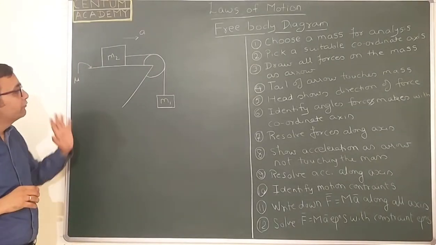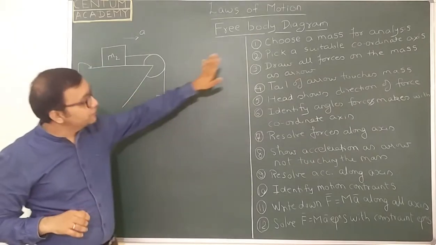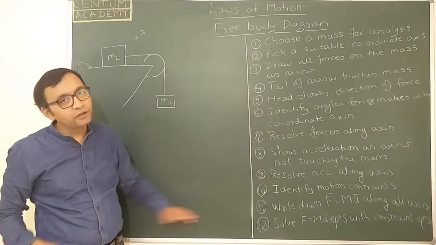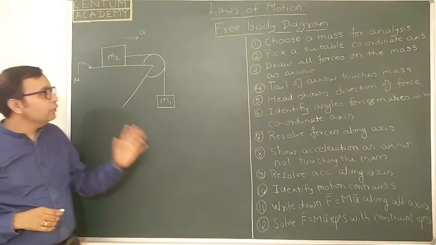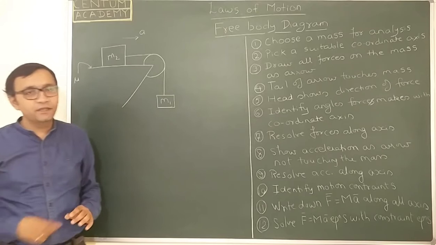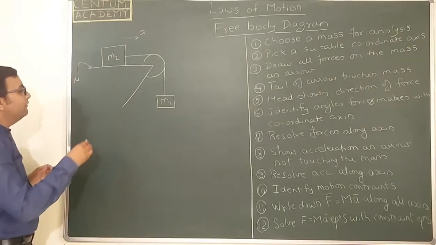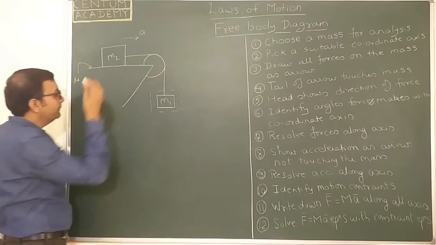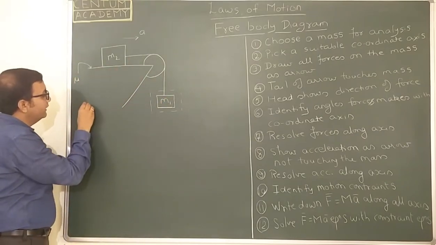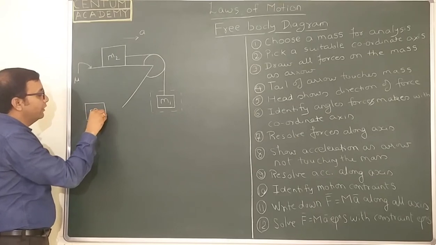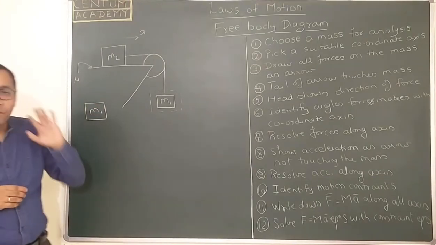Okay, so we'll solve this problem by making use of all these steps. We know that in order to follow these steps, we need to pick one mass at a time. All right. So first I will pick this mass m1. Okay. So I can draw m1 separately also like this. This is m1. Okay. Step number 1.